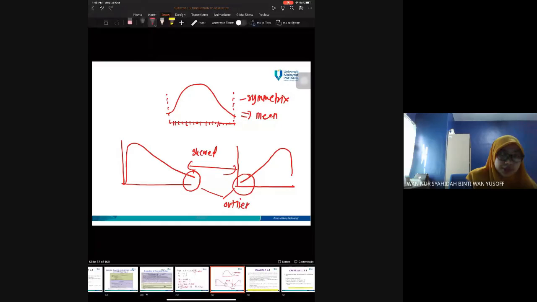Okay, so the best measure to use for skewed data, it doesn't matter whether right skewed or left skewed, is the median for both. Median is less affected by outliers. It is affected, but less affected by the outlier. That's why when we have skewed data, median is the best to use, not the mean.